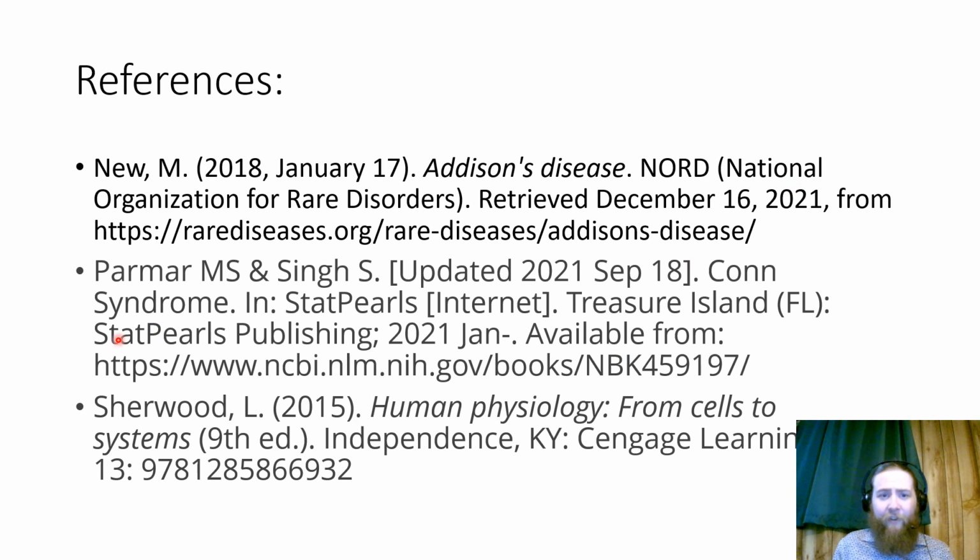These are the sources that I referenced throughout this presentation. The textbook has lots of good things in it. This Parmer has really good stuff on Conn syndrome. And then for Addison's disease, the NIH has a lot of good stuff there on Addison's disease and different treatments and symptoms. It goes into a much deeper depth than I did.